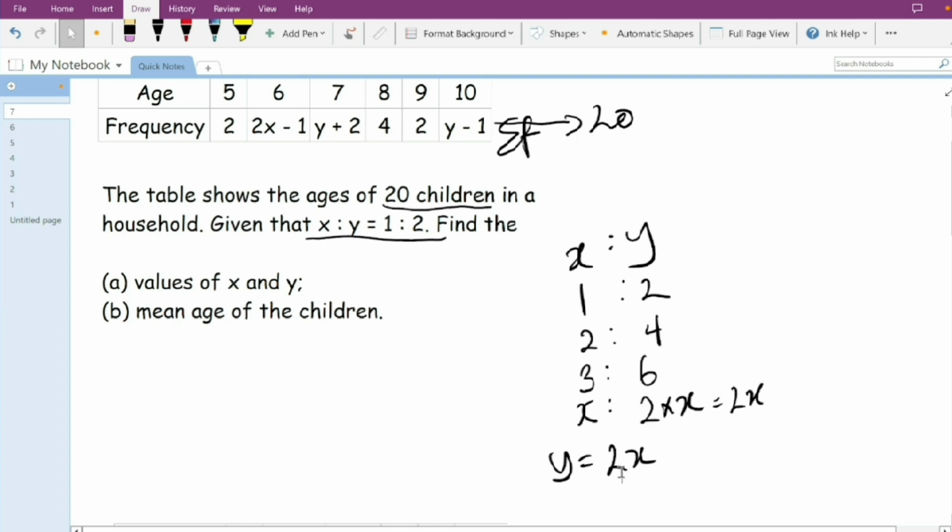Then rather than have y, we'll be having all x under the frequency, and we know they all add up to give you 20. So this will be 2. This is 2x minus 1. This will be 2x plus 2, because y is now 2x. Then you have 4. Then you have 2. Then this is 2x minus 1, since y is 2x. All equals 20. So we have only x. Then we'll add them all together and equate it to 20, then find the value of x. Then we can now find the value of y.